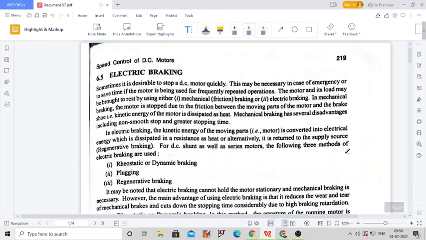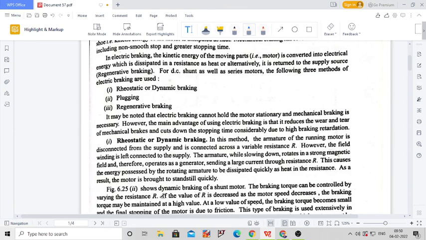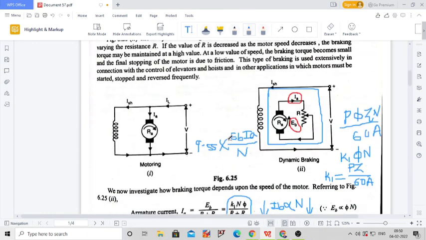A question may be asked for 10 marks: explain different electric braking methods for DC machine. If such a question is there, you have to explain the necessity of electric braking, then write these three braking methods in short. Sometimes a question may be asked for 5 marks: explain regenerative braking, or explain plugging, or explain rheostatic or dynamic braking. So any one of these for 5 marks. Under that particular case, you can write an appropriate answer which is suitable for 5 marks.